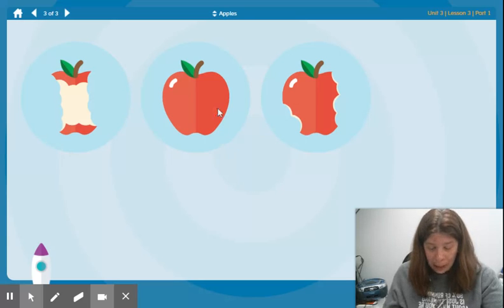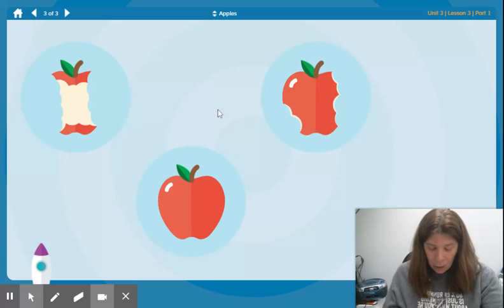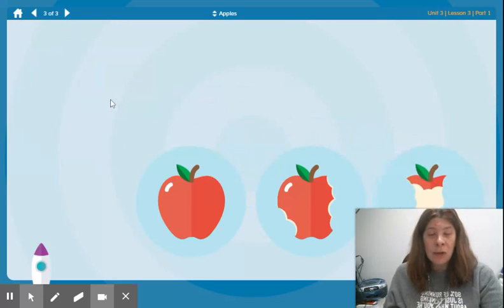It was the whole apple. That's right. What did my apple look like next? It had a few bites taken out of it. What did my apple look like last? It was down to the core.